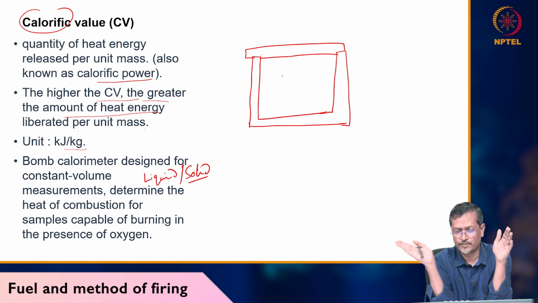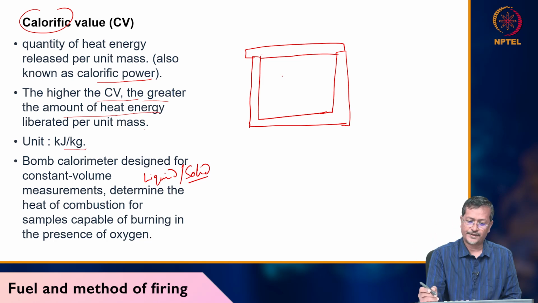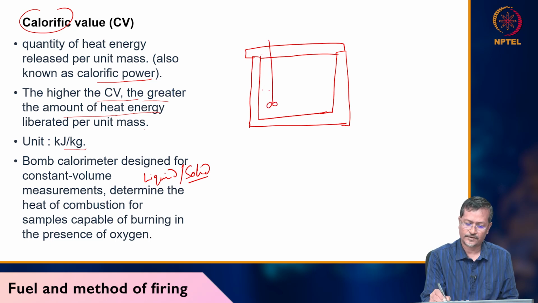But in a pressure cooker, normally used in India, there will be heat loss to the surroundings because it is metallic. But if you insulate it properly, then that can be used as a calorimeter, or bomb calorimeter also. Now you will have one stirrer, and maybe water is there.